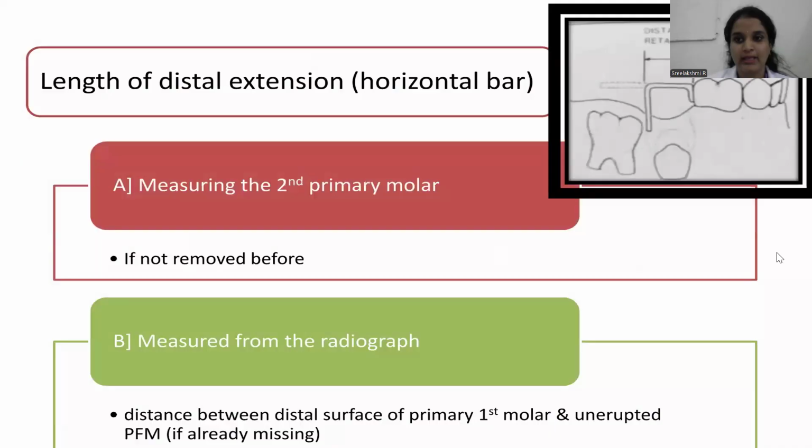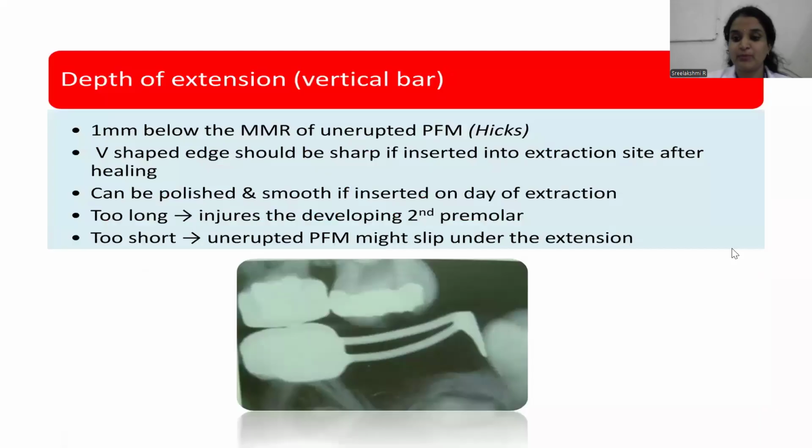So we will be having the length of the distal extension, the horizontal bar, measured from the second primary molar if it is not removed before. If we are planning the extraction and the fabrication on the same day, we can actually measure the mesiodistal width of the second primary molar, and the same distance can be retained in the appliance also. The next way of assessing the horizontal bar length is mainly by taking radiographs.